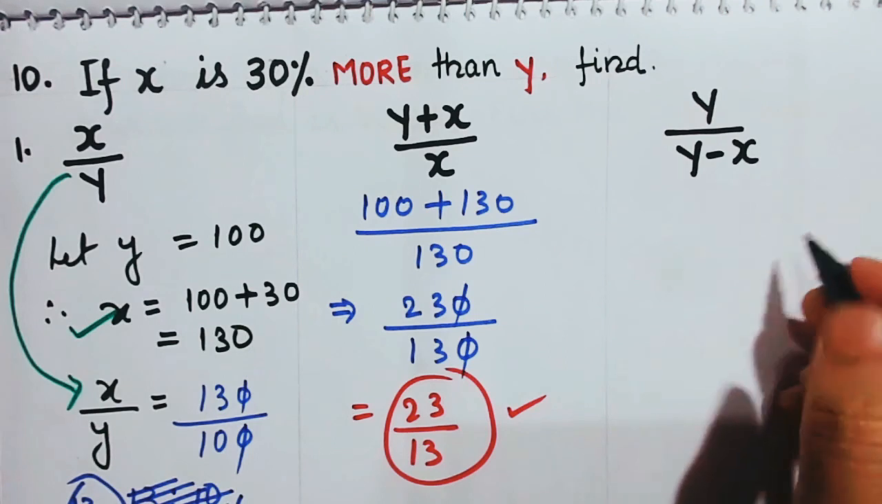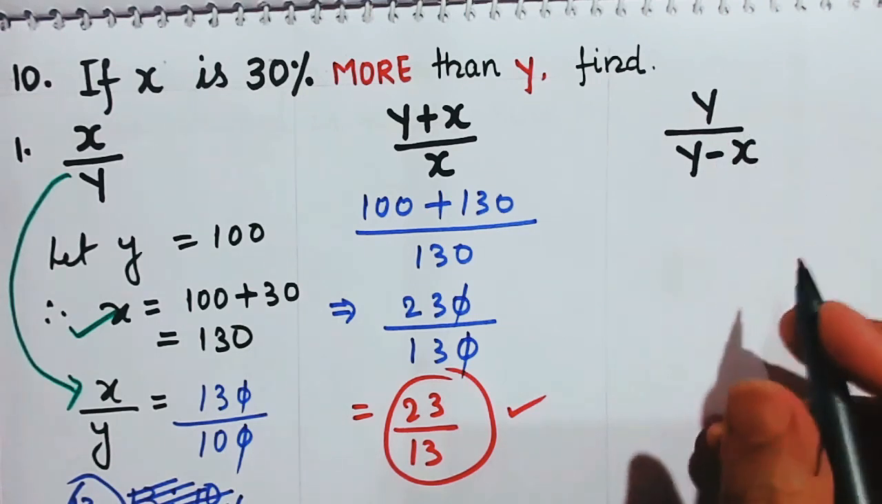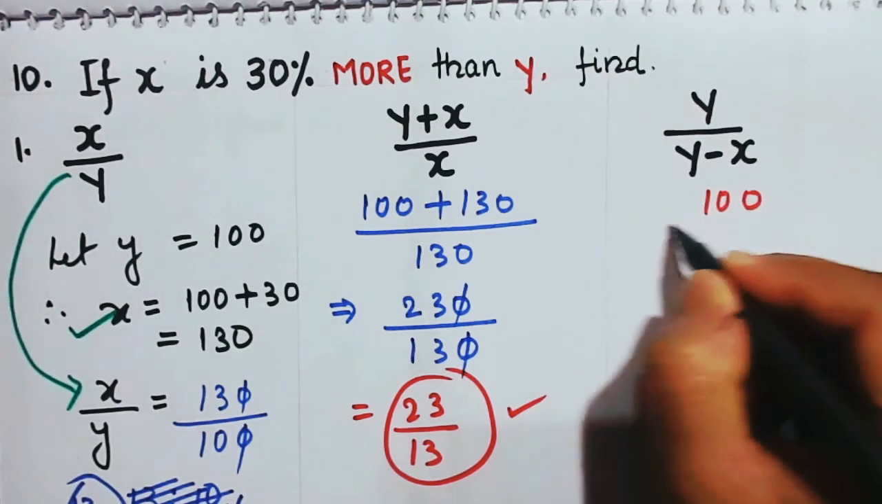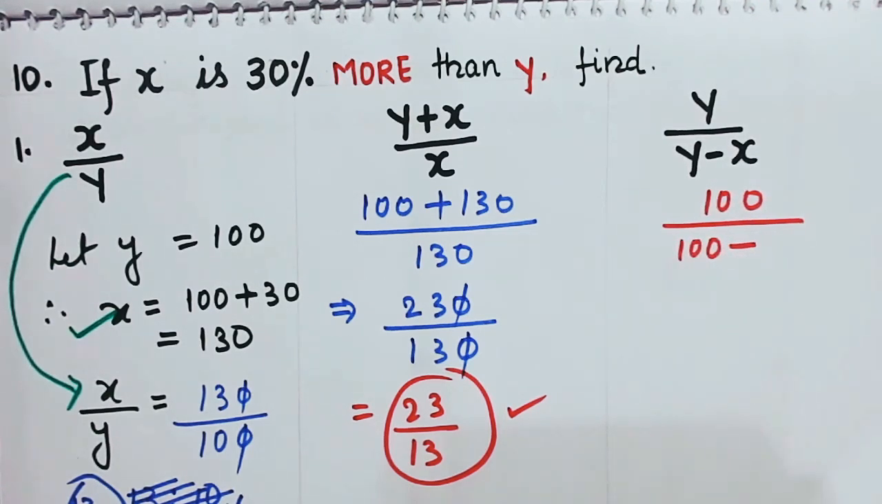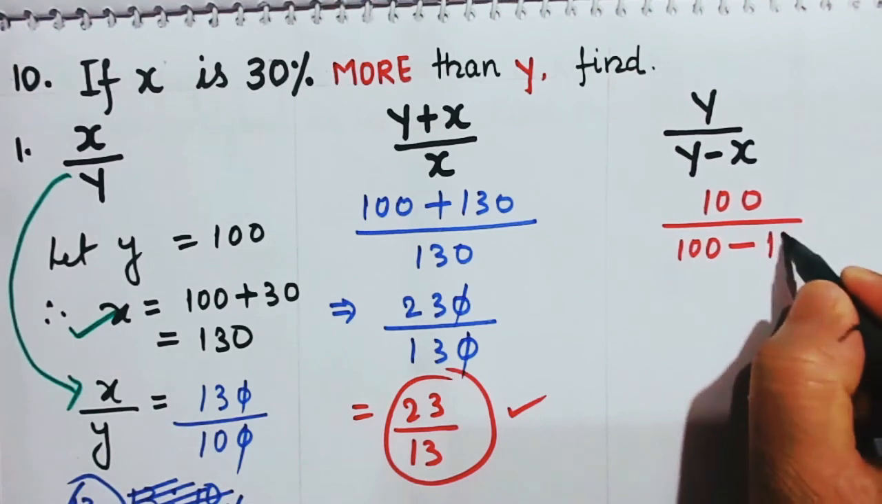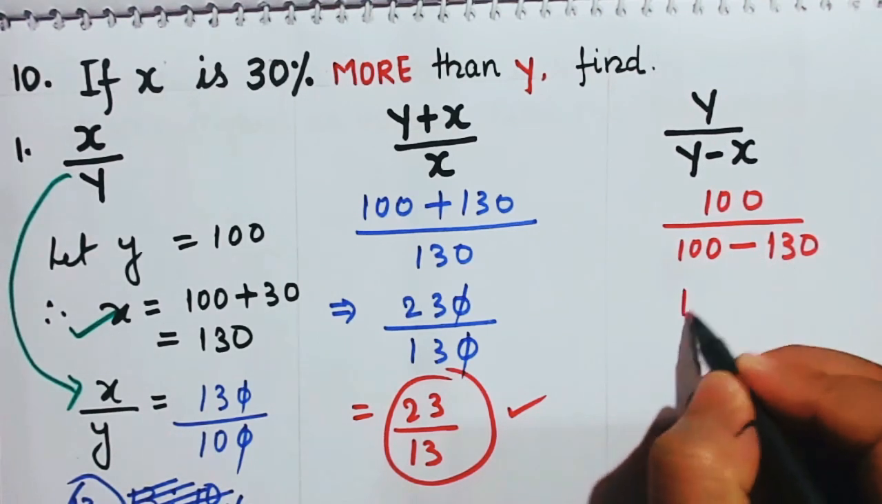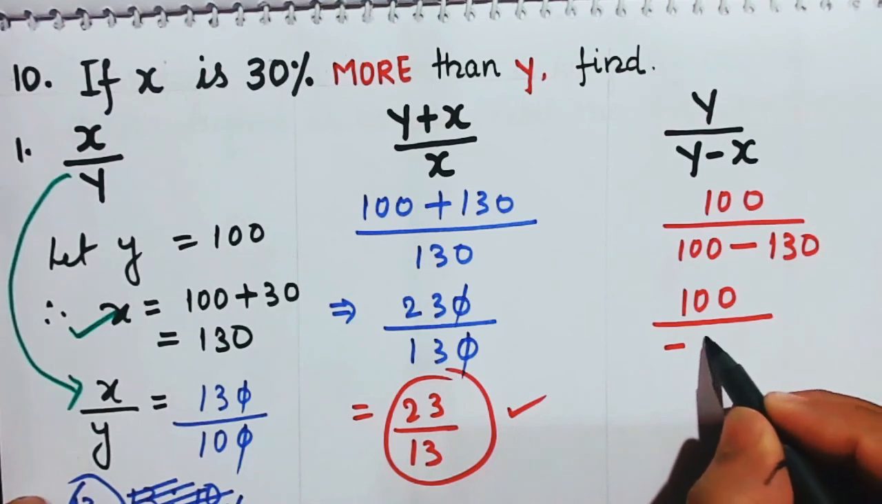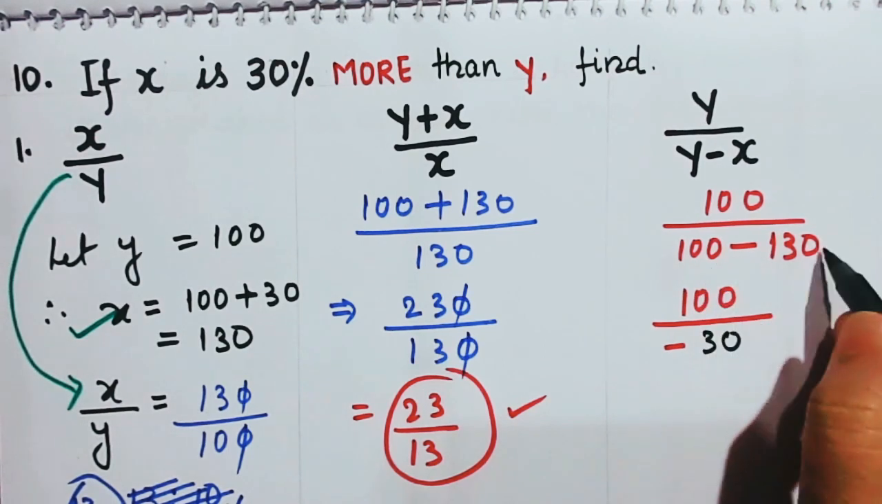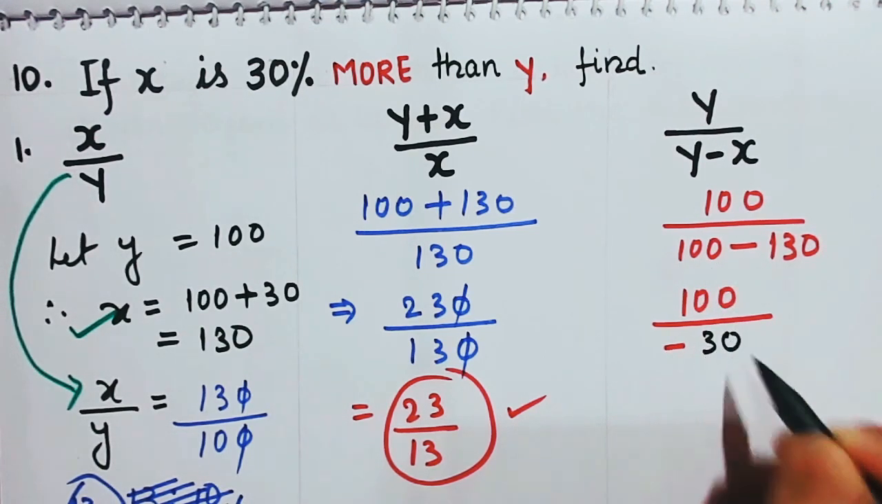Similarly, you have y by y minus x. Y is how much? Y is your 100, while here you have 100 minus x, that is 100 minus 130. This means 100 divided by, my goodness, here you will get an answer in negative. A negative value will appear because 100 minus 130 is equal to minus 30.